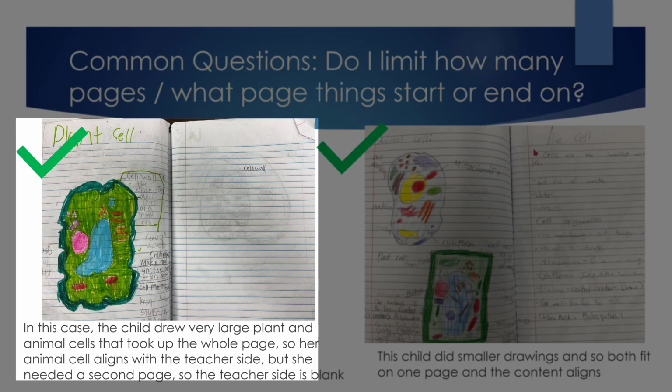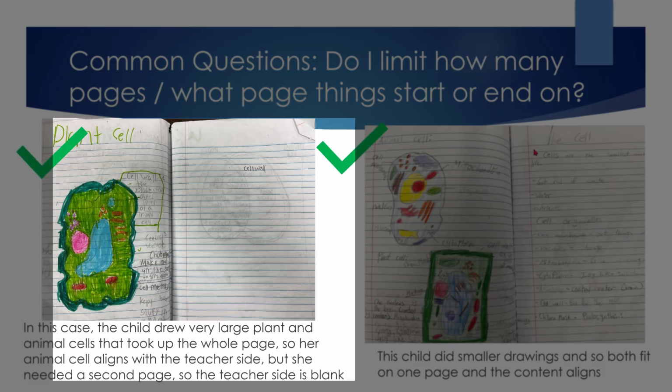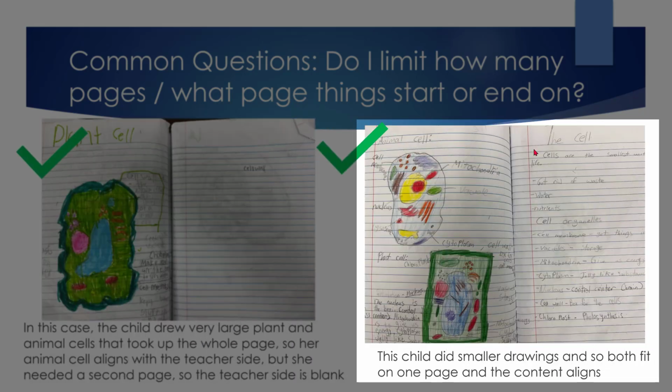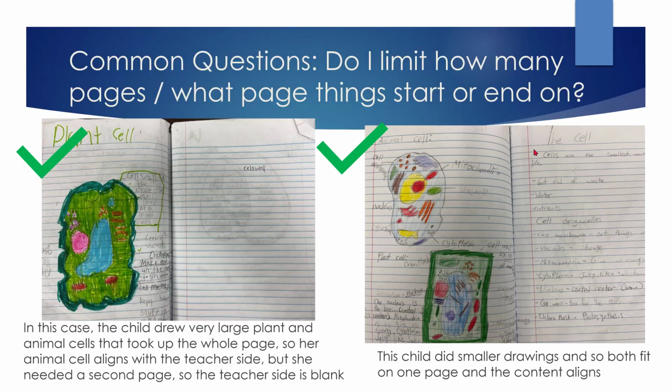Here's a good example of this. The child on the left likes to do full-page drawings. So their animal cell on the left lines up with the teaching about the cell organelles on the right. But by the time they got to their plant cell, there wasn't any more teacher content. So the plant cell winds up being opposite a blank page. On the right-hand side, you can see here's a child that drew both cells small enough to fit on one page. And so they're both opposite the teacher content about the cell organelles. Both of them are absolutely fine.